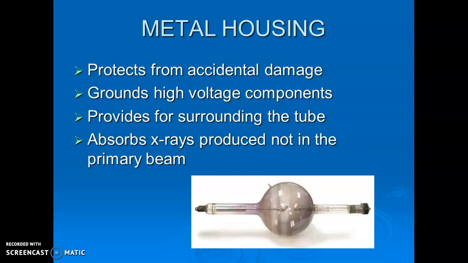There's a lot of electricity running through these machines, so you want that to be protected to keep you safe. It also provides a surrounding for the tube to absorb the x-rays that are not part of the primary beam. If they happen to get out of the glass envelope, you want to make sure that they don't actually get outside the machine to reach either you or your patient.